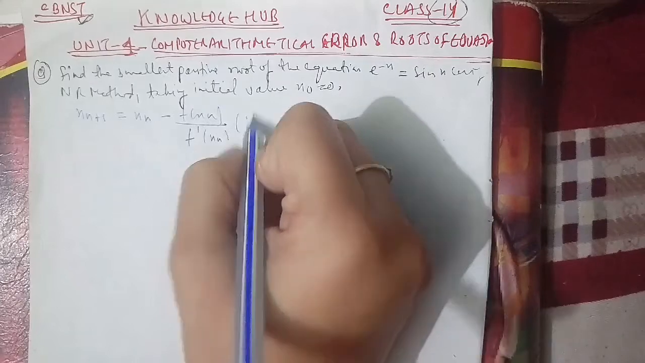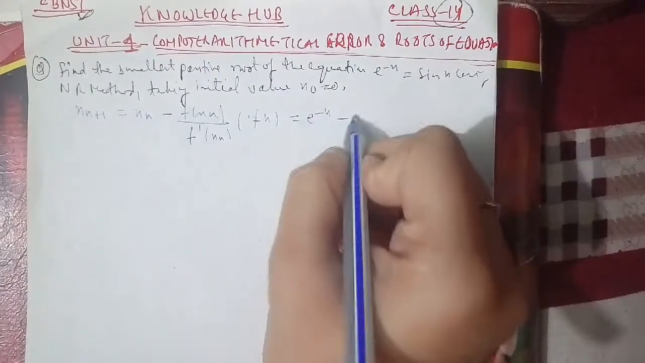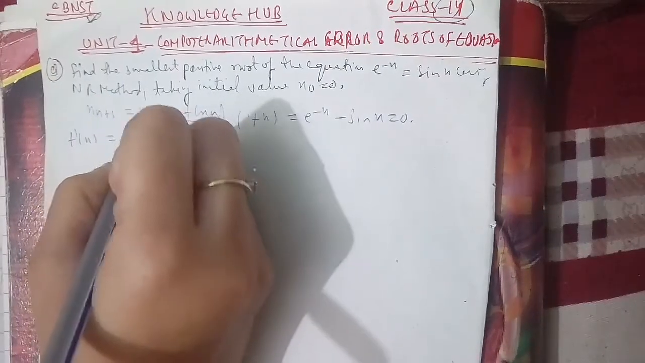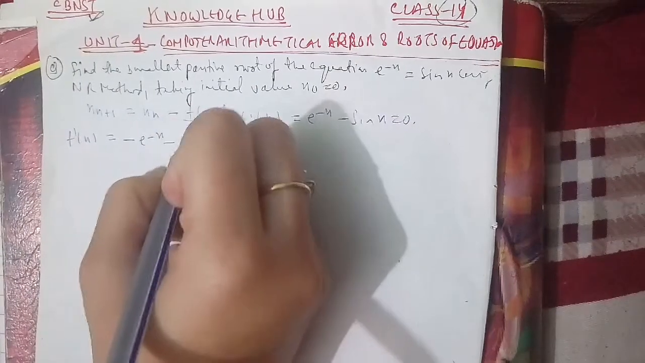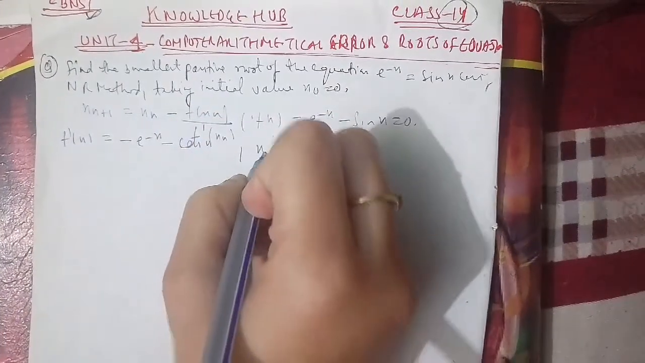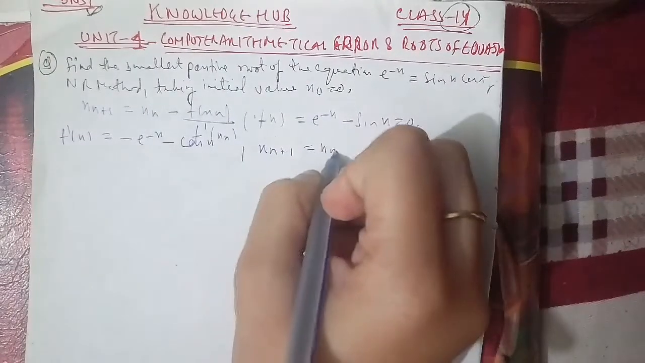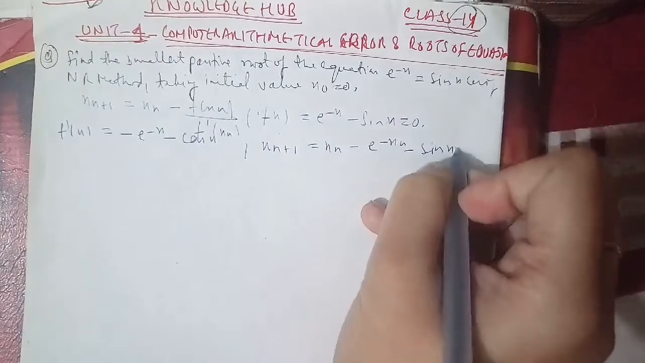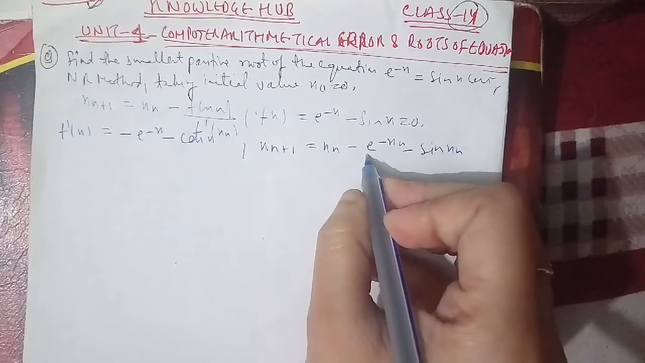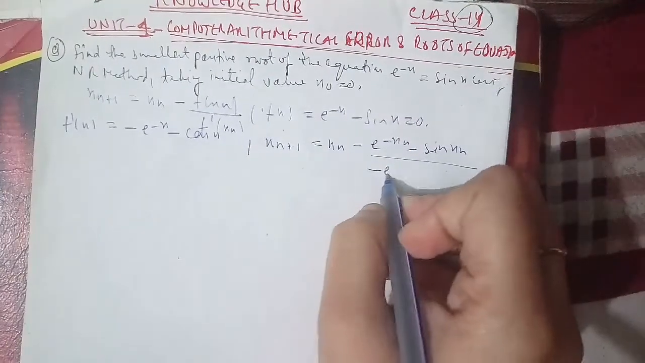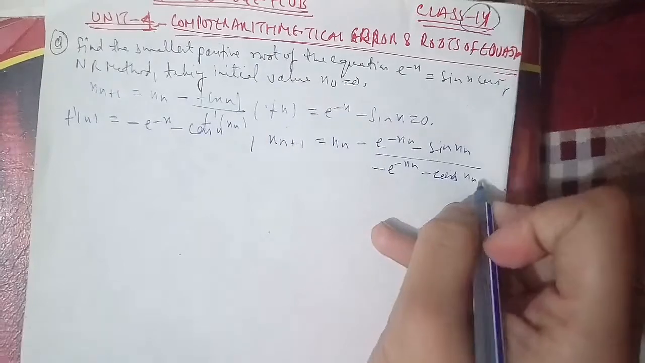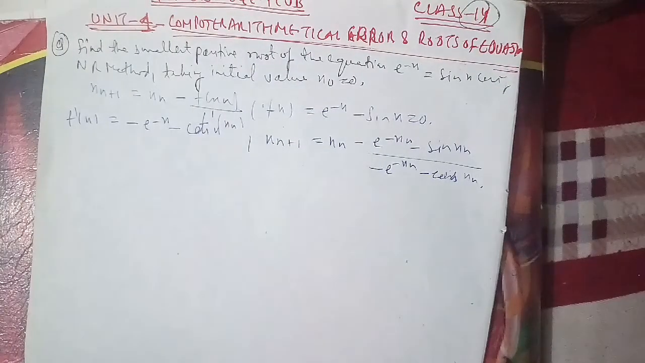So here f(x) is equal to e to the power minus x minus sine x is equal to 0. f'(x) is equal to minus e to the power minus x minus cos x. x(n+1) is equal to xn minus e to the power minus xn minus sine xn, upon minus e to the power minus xn minus cos xn. Now we talk about iteration 1.